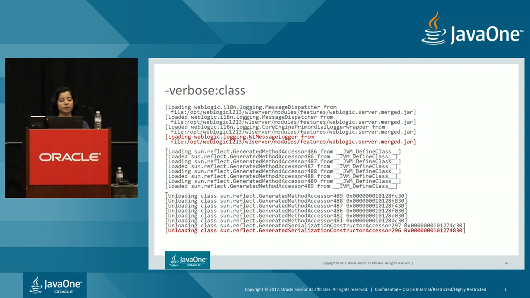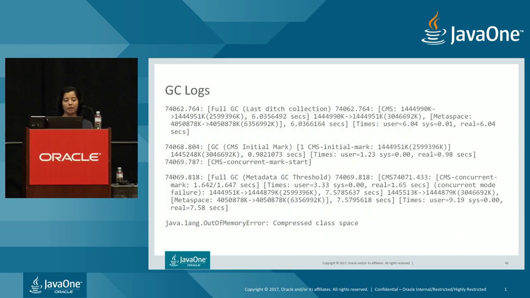Here, these are the logs collected with -verbose:class. These logs are important to tell us if the classes are getting loaded from the correct package or jar files, and if they are getting unloaded when we expect them to. In this specific GC log entry, we can see that there is a full GC, and it is happening because metaspace has reached its high water mark.